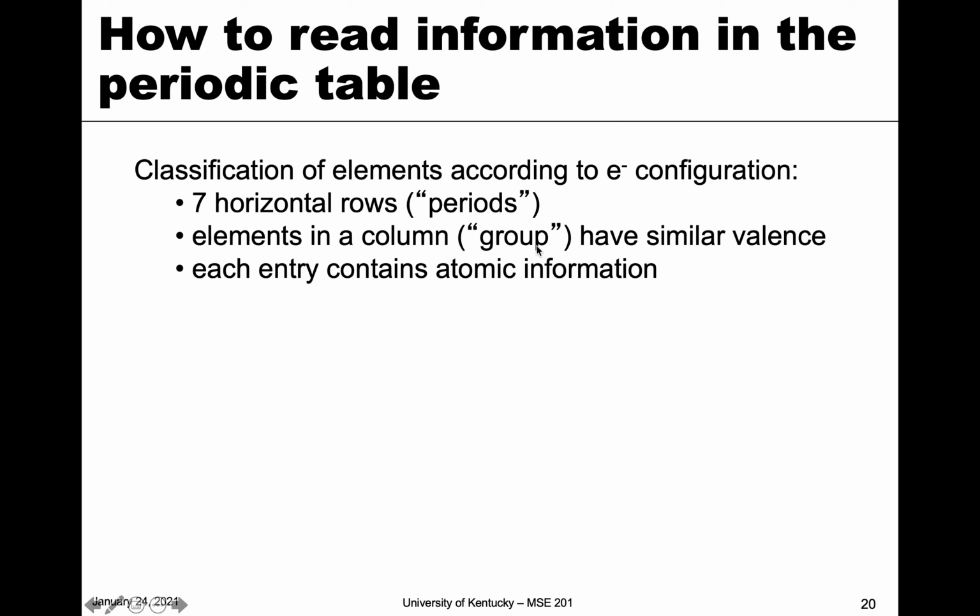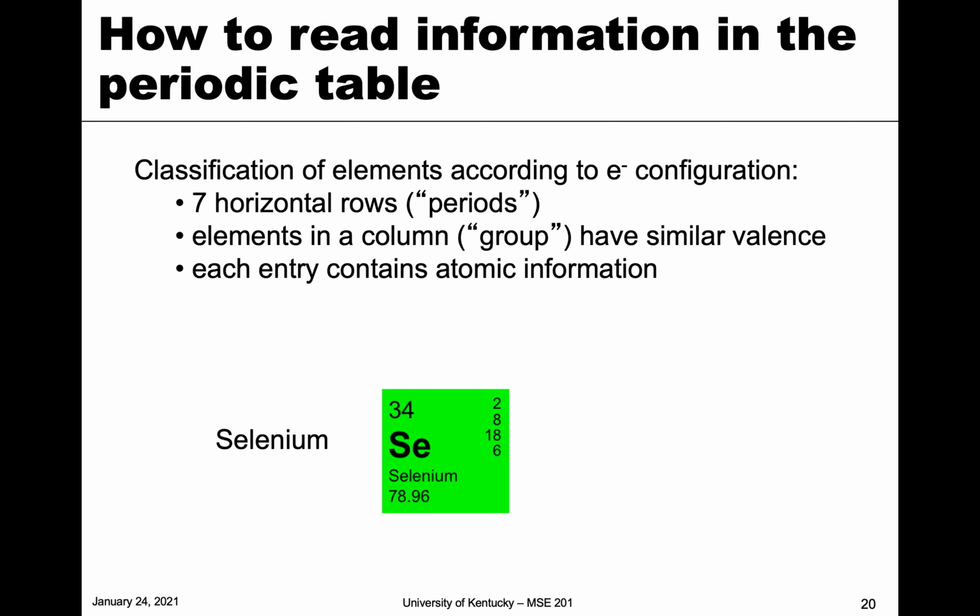These columns are known as groups, and they have similar valence structures. So not the exact same numbers, but the same types in that valence state. And then each entry contains a lot of atomic information that can be useful as we work with the elements. So this is an example of one of those entries for selenium.